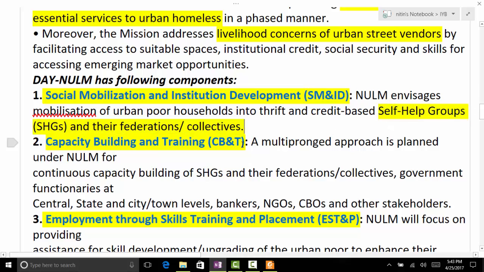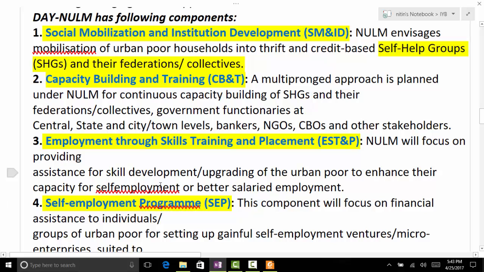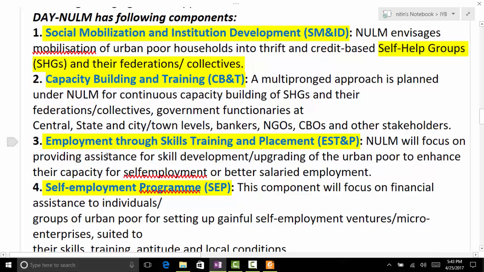Secondly, capacity building and training. So there will be training of those, capacity building will be there. Then skill training and placements. Once they are given the training, they will be given the placement. On one side you are giving them skills and giving them placements, employment. The other way is self-employment. So the fourth component is the self-employment program.